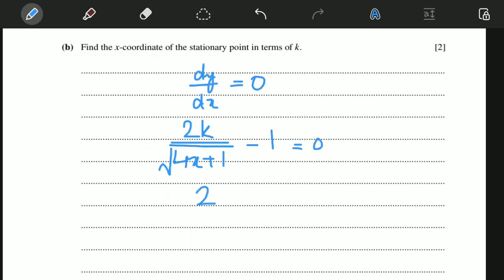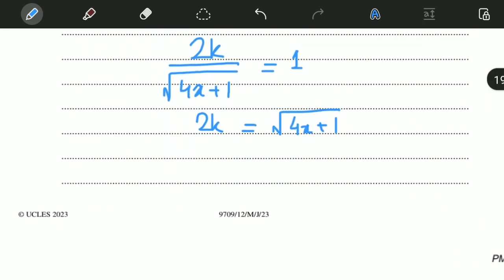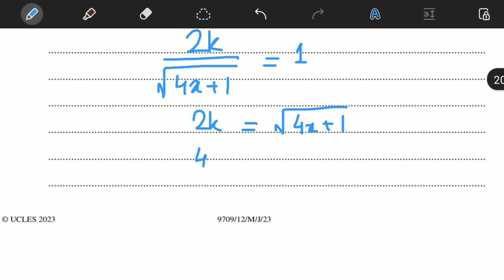So this will become 2k over square root of 4x plus 1 equals 1. 2k equals square root of 4x plus 1. Squaring both sides, 4k square equals 4x plus 1.